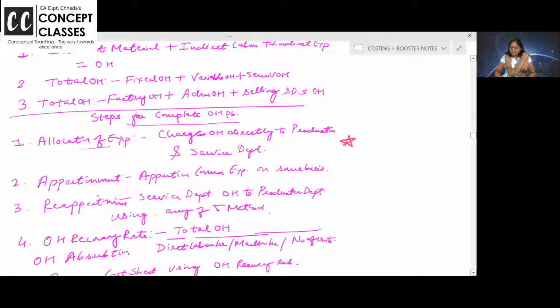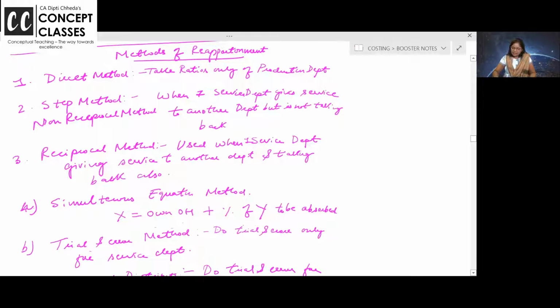This is it. Next is apportionment. Apportionment is to apportion the common expenses to all. Allocation is to charge the overhead directly to the production and service department. Sometimes this overhead is only for department 3, allocated directly. Apportion is to charge the overhead to all the production departments and service departments. But now you all know service department is not producing any goods. So service department overhead is reapportioned to production overhead by different methods. That is called reapportionment of service overhead to production overhead using any of the methods given below. Is it clear to all of you?